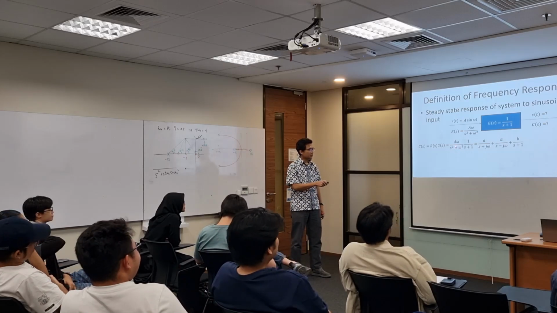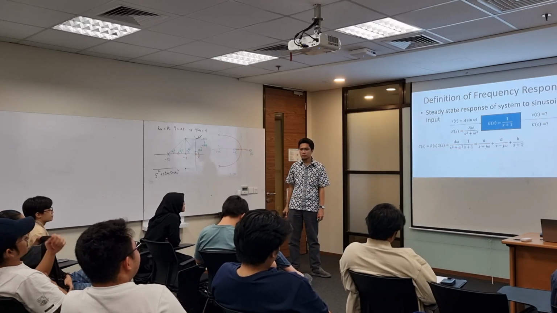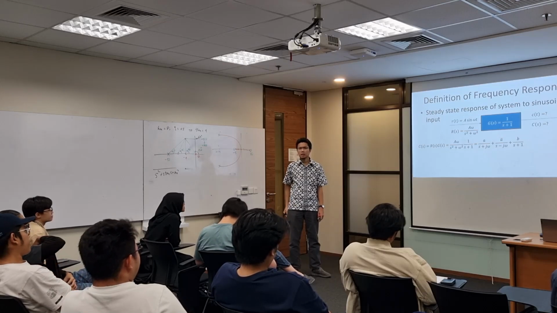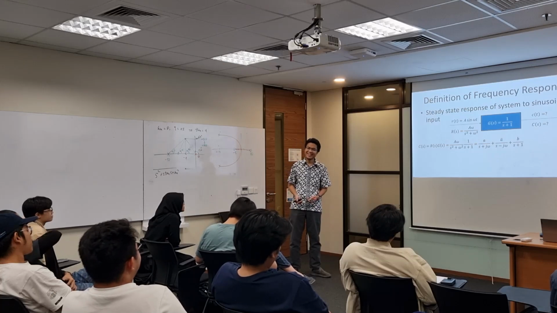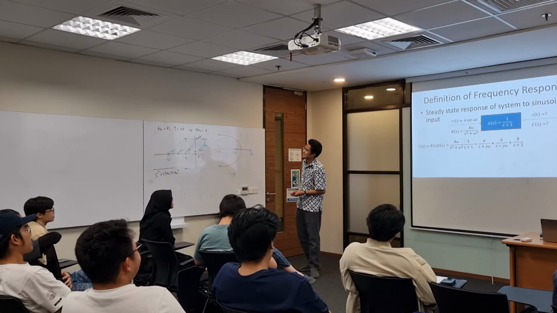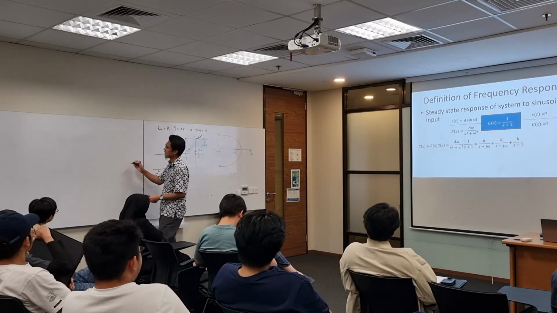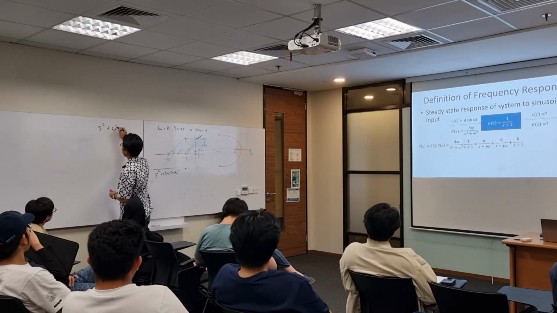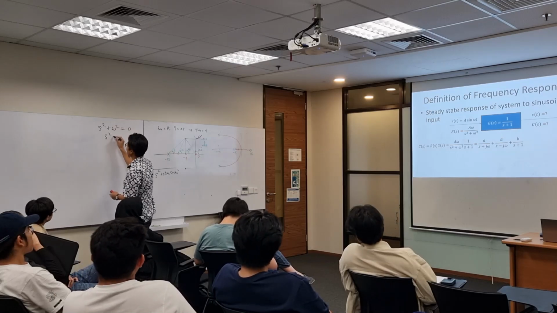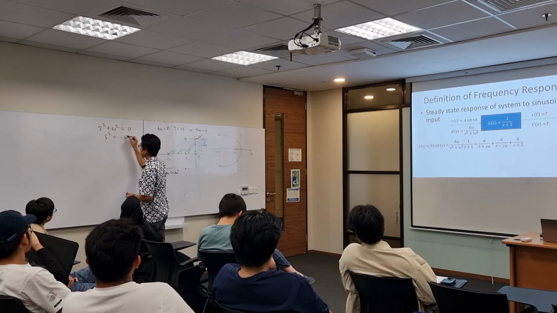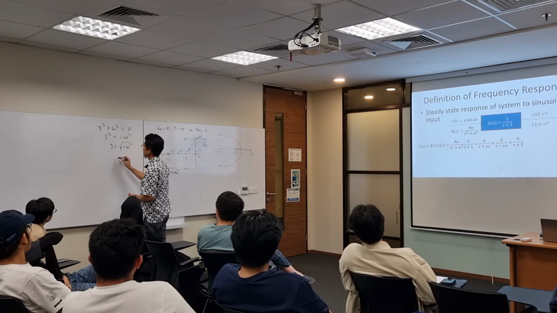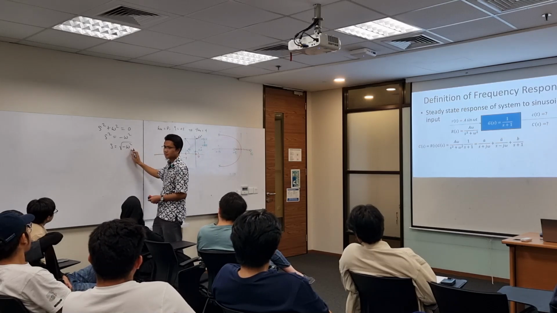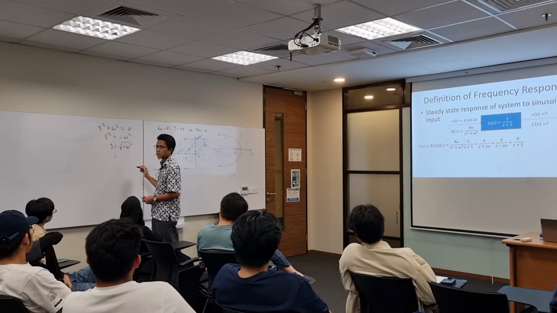What are the roots of s squared plus omega squared? You write down s squared plus omega squared equal to 0. So s squared is minus omega squared. So what is s? It is the square root of minus omega squared. So what is the square root of this? Omega j. So plus or minus j omega.